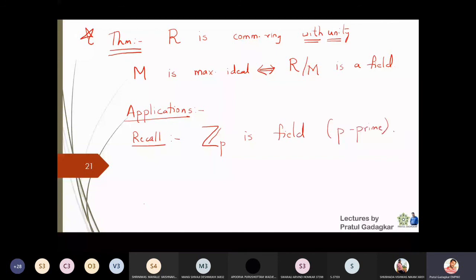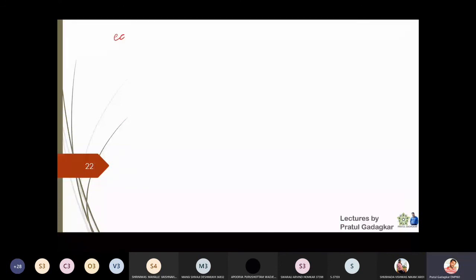This one important result will help you understand the importance, or the role, of maximal ideals. Okay, so let me go to the application. Let me take one example as an application of that theorem. Suppose I'm talking about the ring Z12, and I'm going to take an ideal M. Z12 contains 0 bar, 1 bar up to 11 bar, correct? And I'm going to take M as 0 bar, 3 bar, 6 bar and 9 bar.